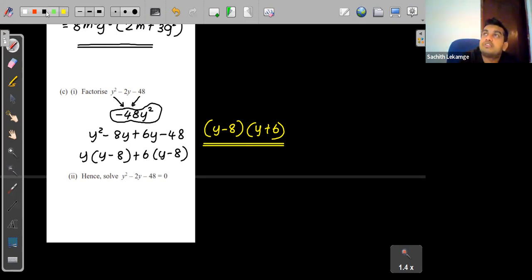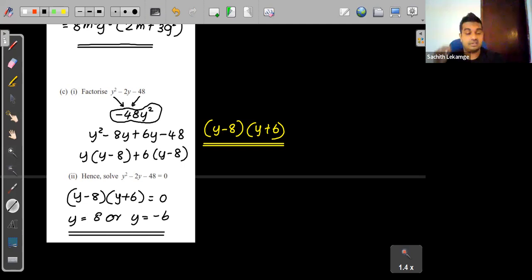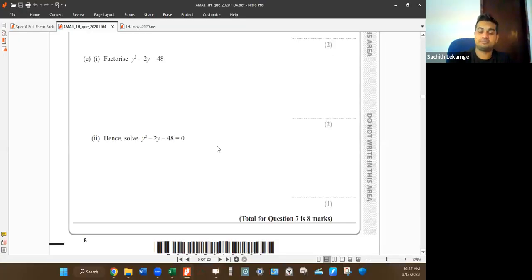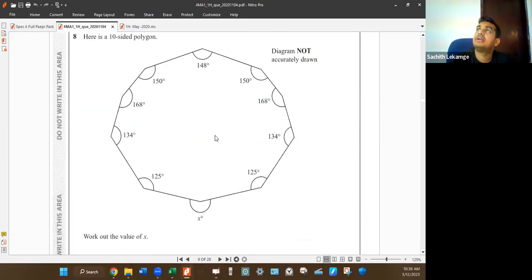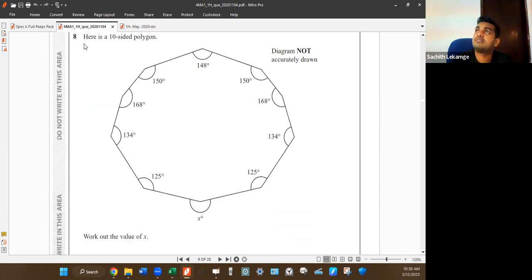Hence all this, which means, okay. This is the question, right? Here is a 10-sided polygon. Work out the value of x.